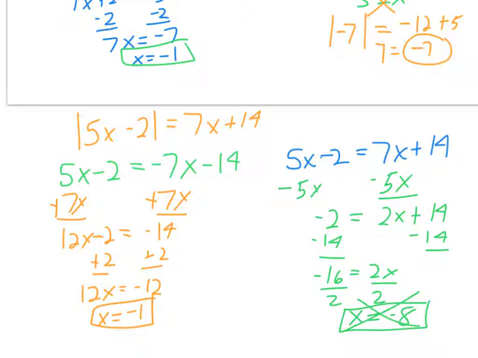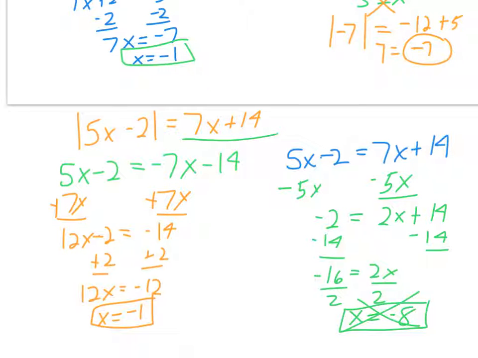So that negative 8 is the extraneous solution, so we put a big x through there. Again, you could take the time to plug the two answers back into the original equation, make sure that they work.